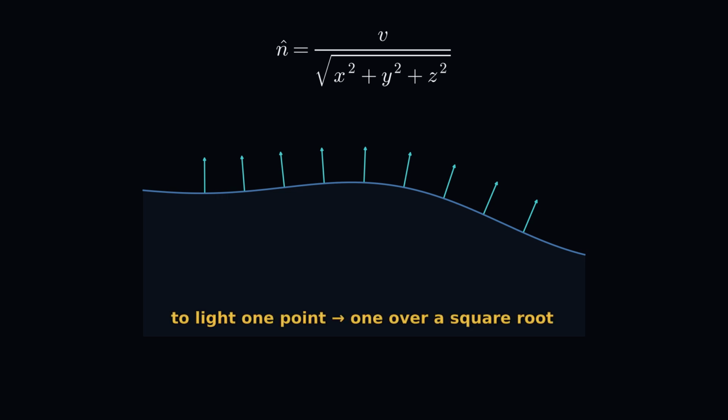First, why would anyone need this so badly? The answer is light. To make a 3D surface look lit, the engine needs to know which way every tiny facet is facing. Its normal, an arrow of length exactly 1, a unit vector. But the arrows you compute come out at every length. To fix one, you divide the vector by its own length. And the length of a vector is the square root of x squared plus y squared plus z squared. So to light a single point, you need 1 over a square root.